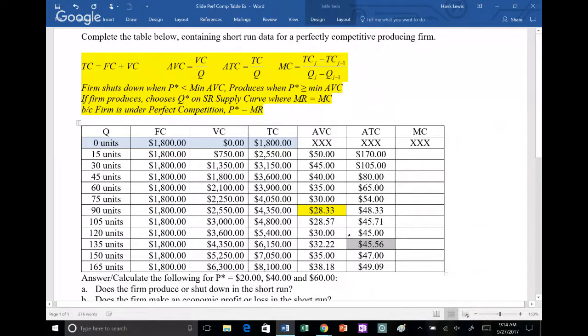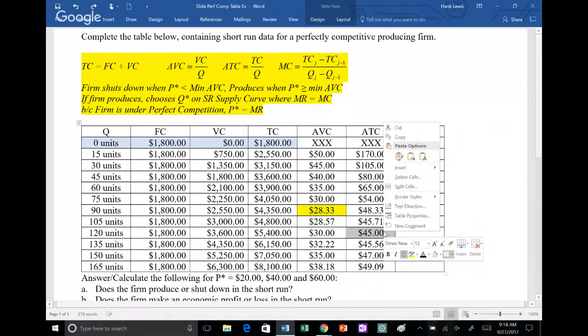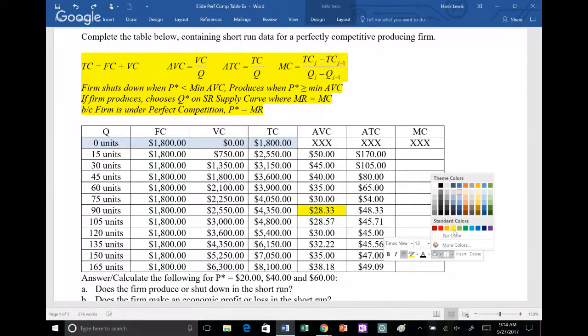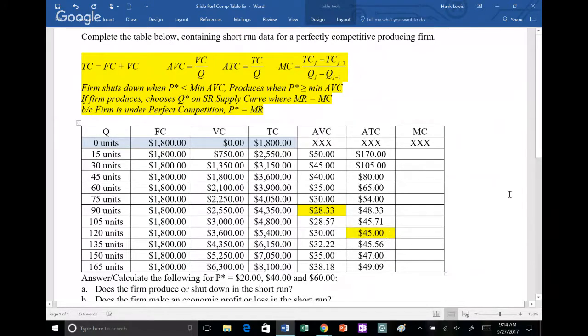Now, I'm also going to do one other thing here, and that is I'm going to highlight this value for average total cost. This is, if you take a good look here, the minimum, our smallest value for average total cost. And the reason why we're highlighting it is when we finally decide we're going to produce, we need to be able to make a scratch comparison to determine if we make an economic profit or not. And so if we produce, like if the price is bigger than $28.33, we are producing. If it's also less than $45.00 for this table, let me emphasize, we would produce at an economic loss. And if it was bigger than $45.00, we would produce at an economic profit.